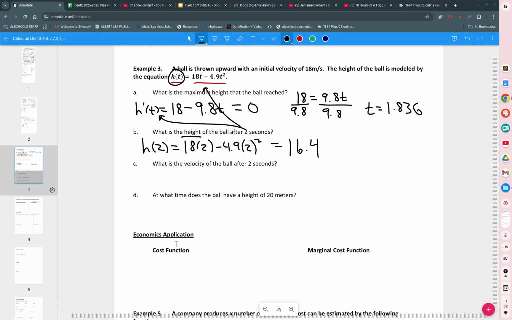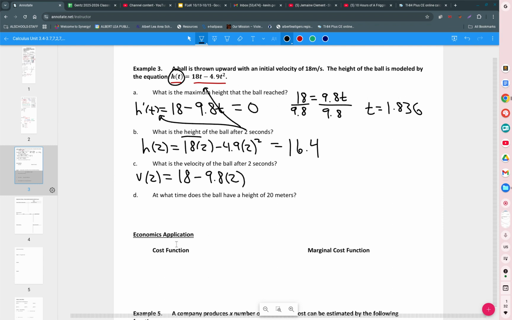Suppose I didn't want to know the height. Suppose I wanted to know the velocity after 2 seconds. Would I plug it into the top one or into the bottom one? The bottom one. The bottom one's the velocity function. So if I want to know the velocity, v of 2 is equal to 18 minus 9.8 times 2.